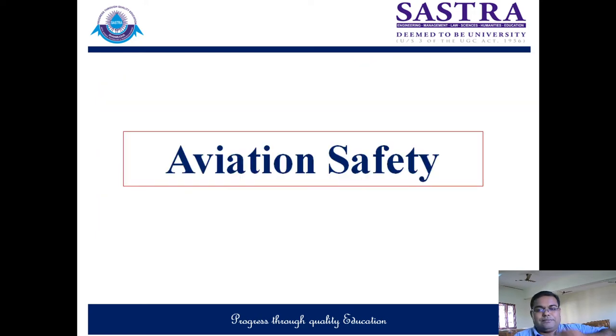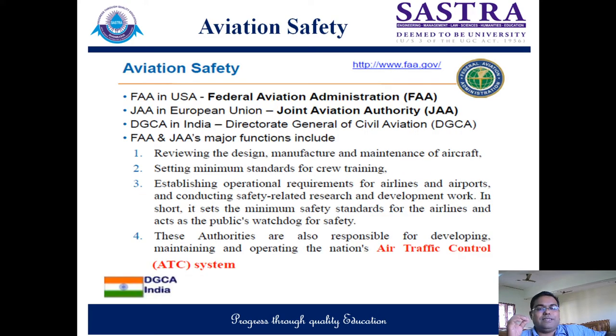All right, now coming to aviation safety, right. These are some of the standard international regulatory bodies which control passenger flights, right. First is the FAA in the USA, Federal Aviation Administration, then JAA in the European Union, Joint Aviation Authority, and DGCA in India, Directorate General of Civil Aviation.